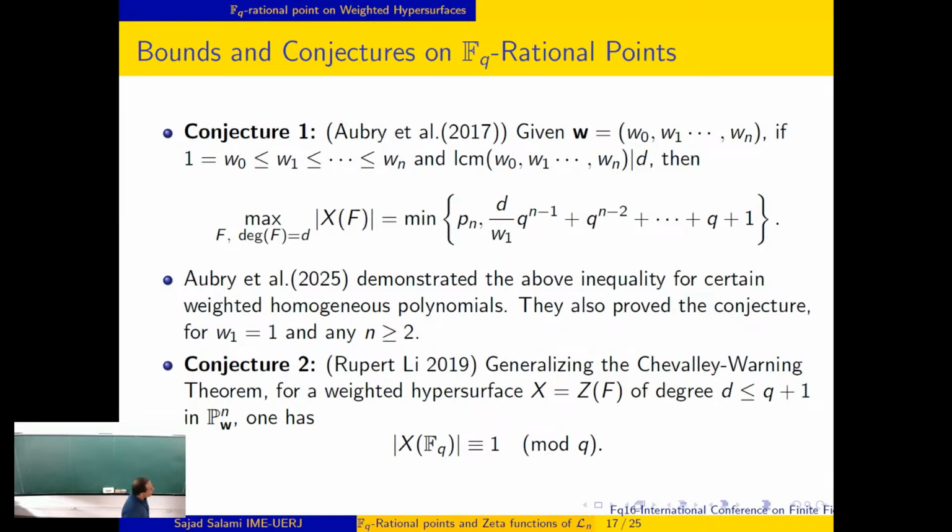So there is another conjecture about the cardinality, which generalizes the Chevalley-Warning theorem for weighted hypersurfaces of degree less than q plus 1. It is a congruence relation modulo q. Okay.